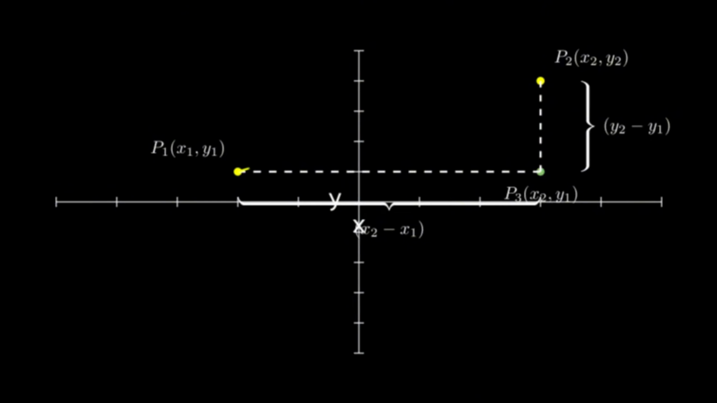The direct distance between P1 and P2 is shown by this straight line, which forms the hypotenuse of our right triangle. According to the Pythagorean theorem, the square of this distance equals the sum of the squares of the other 2 sides. With our horizontal side being x2 minus x1 and our vertical side being y2 minus y1, we can apply the Pythagorean theorem to find that the distance squared equals the square of x2 minus x1 plus the square of y2 minus y1. Taking the square root gives us the actual distance between the points.